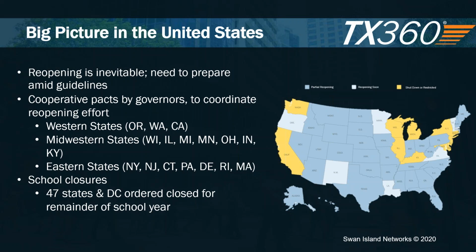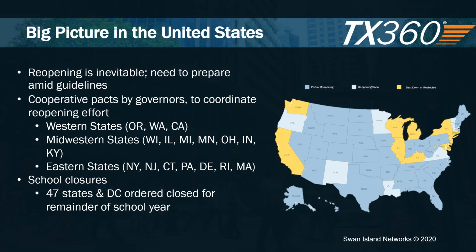There's a great deal of complexities associated with reopening across the United States, with a combination of federal, state, and local guidelines to be followed in order to ensure the safest methods are adhered to. There have been a number of regional pacts entered by governors in an effort to coordinate some of these reopenings of the state economies in a manner that is most safe. The 3 leading cooperative deals have included the Western states made up of Oregon, Washington, and California, the Midwestern states ranging from Wisconsin to Kentucky, and the Eastern states from New York to Massachusetts.